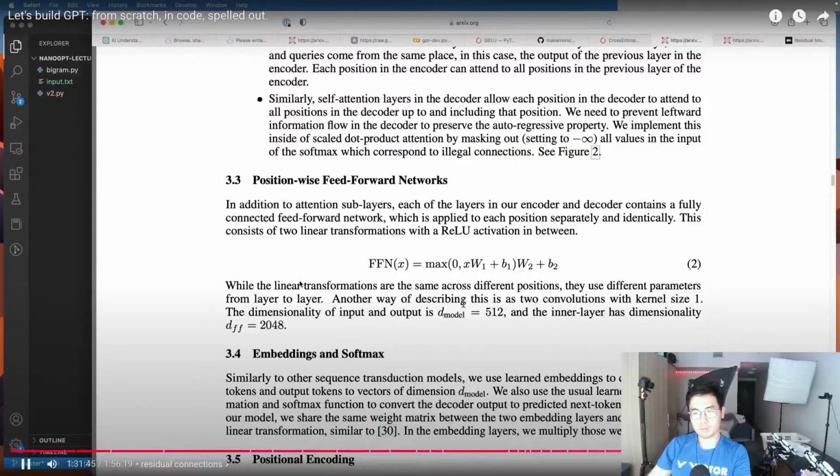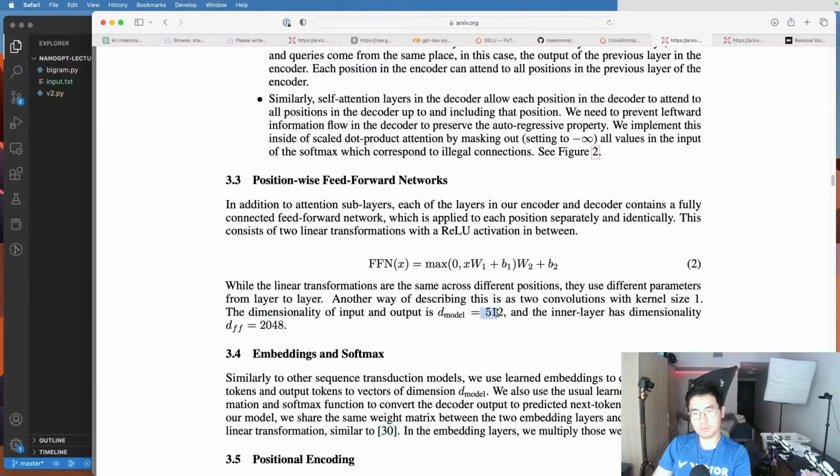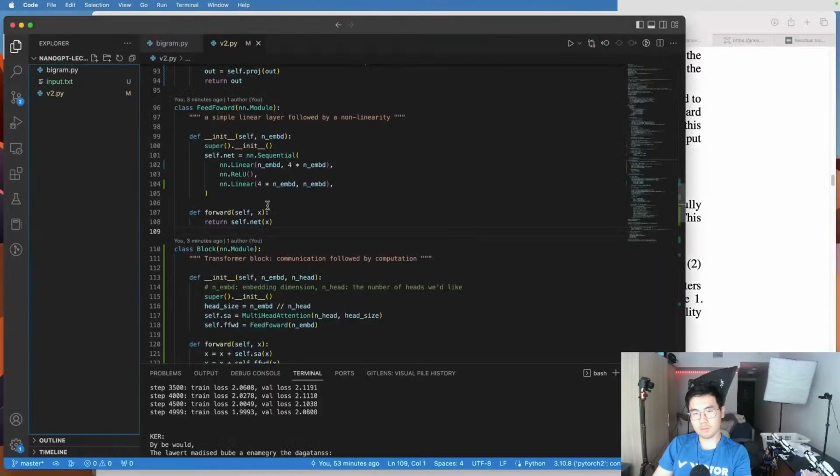So I implemented one more small change. When you look into the paper again, you see that the dimensionality of input and output is 512 for them. And they're saying that the inner layer here in the feedforward has a dimensionality of 2048. So there's a multiplier of 4. And so the inner layer of the feedforward network should be multiplied by 4 in terms of channel sizes. So I came here and I multiplied 4 times n_embed here for the feedforward, and then from 4 times n_embed coming back down to n_embed when we go back to the projection.